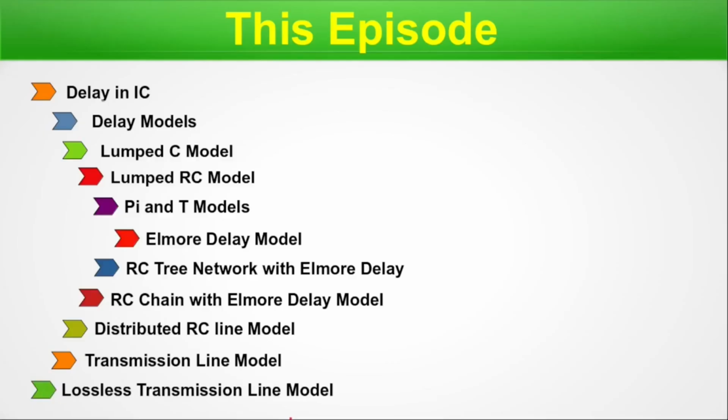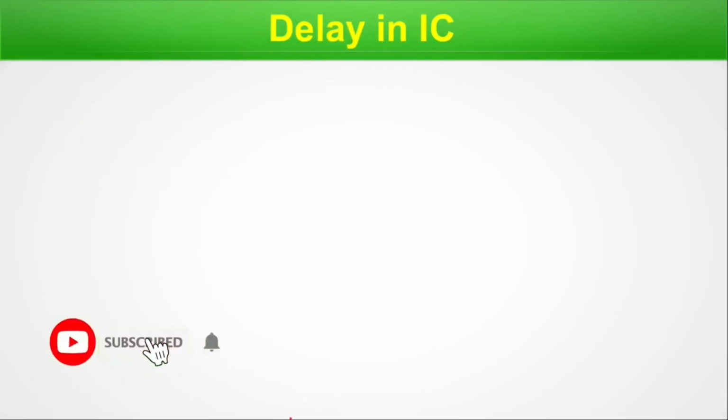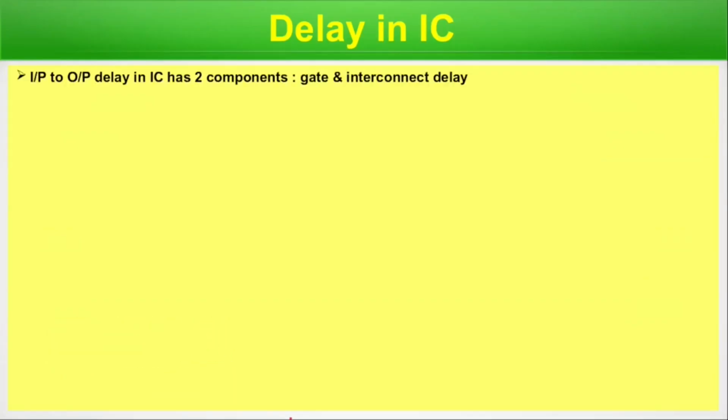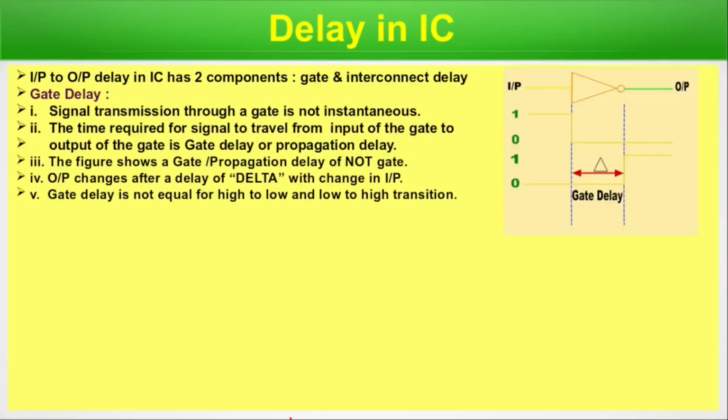So let's move to the first slide. Delay in IC. Input to output delay in IC has two components, gate and interconnect delay. In the previous episode, we discussed delays: when a signal is applied at the input of the IC, it takes some finite time to get the expected desired output at the output pin of the IC. So that is the delay, input to output delay for an IC.